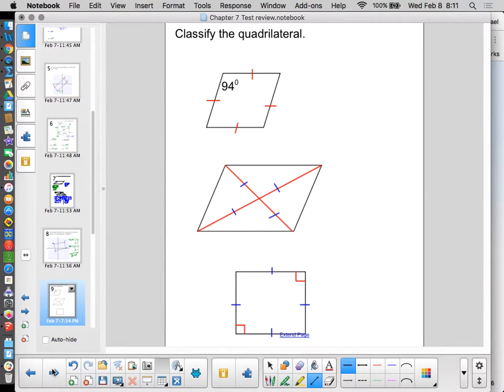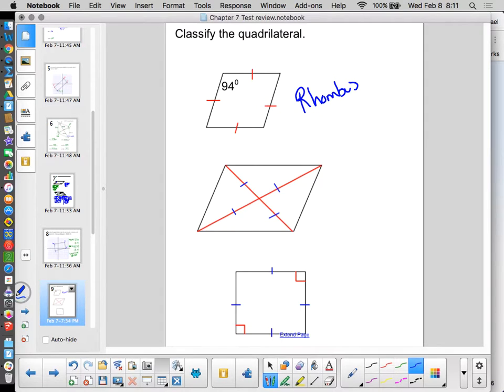Classify the quadrilateral. Give the most specific name. This is a rhombus. Why is rhombus the best name for that? Yeah, 4 congruent sides, but it does not have 4 congruent angles, right? It's not a square. It's got the same information.